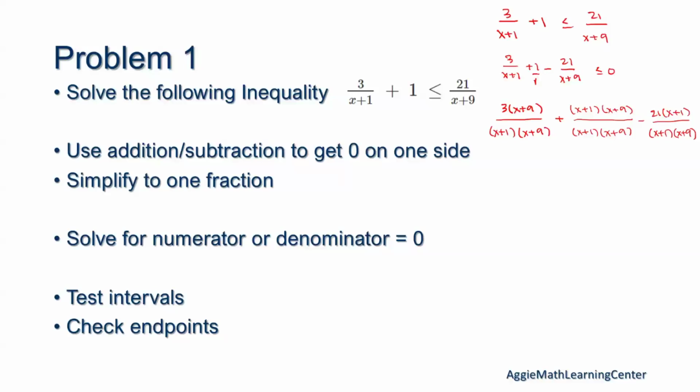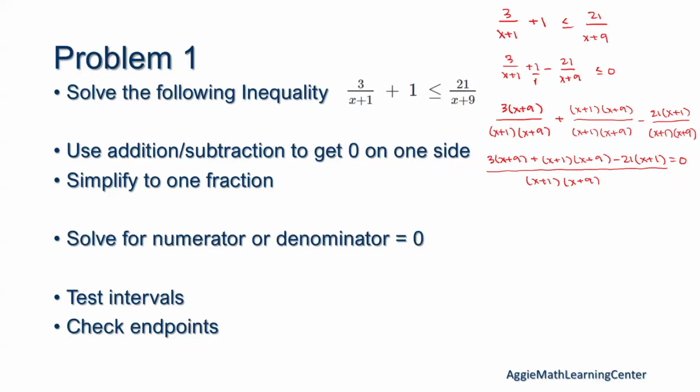So I can combine these all. They're all like terms now. And so I've got 3 times x plus 9, plus x plus 1 times x plus 9, minus 21 times x plus 1, is less than or equal to 0, and all of this is over our common denominator of x plus 1, x plus 9. Okay, so I need to simplify my numerator so I can solve for the zeros of the function, so I know when it's crossing the x-axis. Because when it crosses the x-axis, that's when it changes from being greater than 0 to less than 0. And that's what we want to know, right?